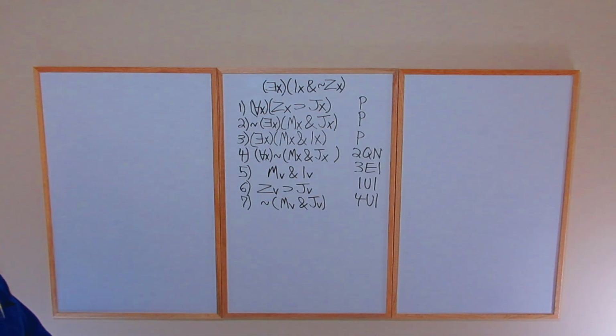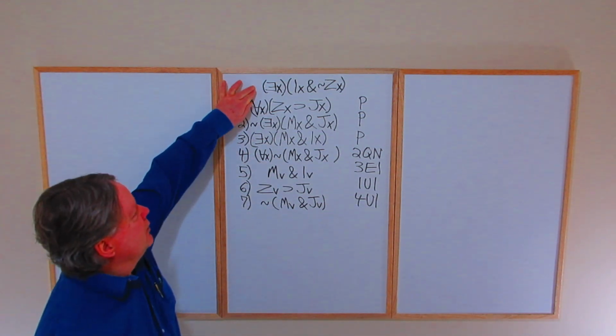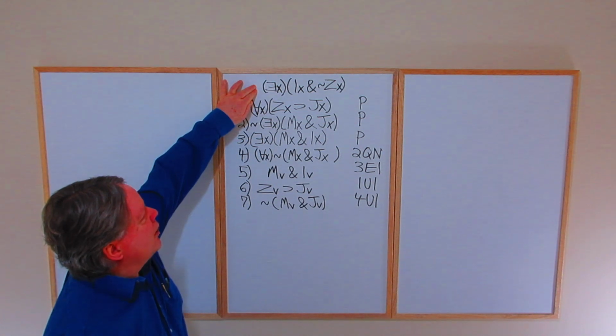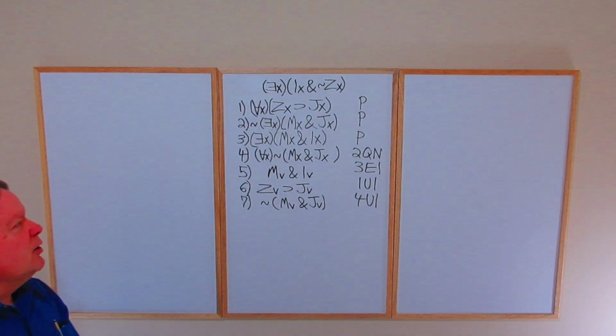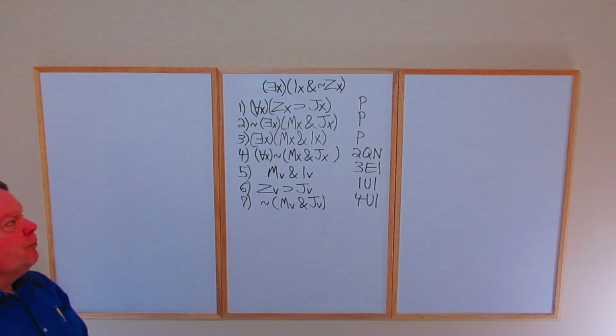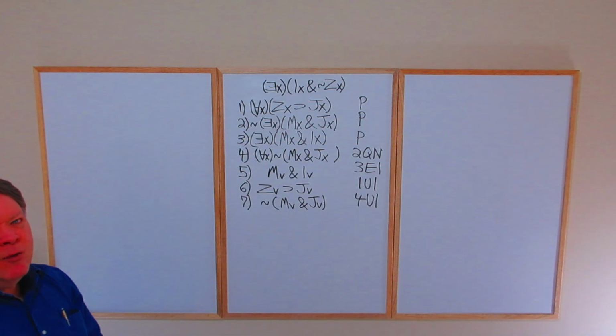So in steps 5, 6, and 7, we have de-quantified our 3 quantified sentences. At this point, look at the sentence we want as the conclusion. It's an existentially quantified conjunction. So, how are we going to get that conclusion?